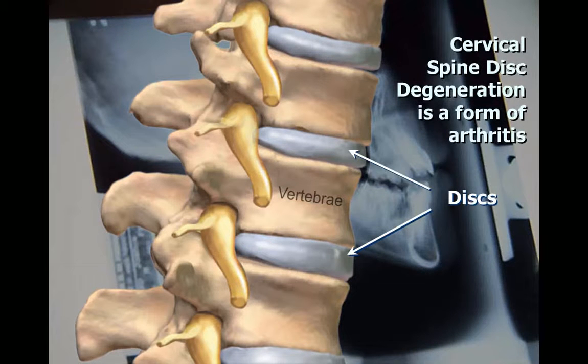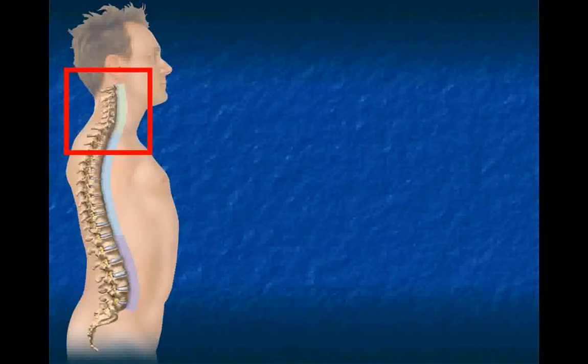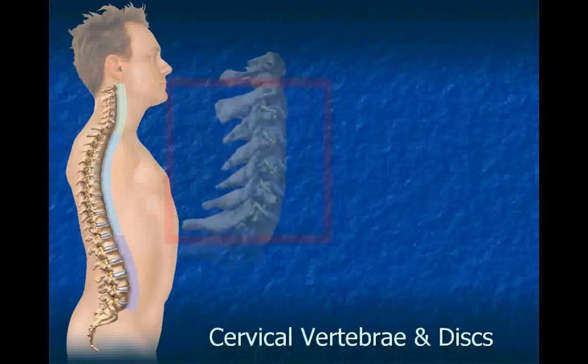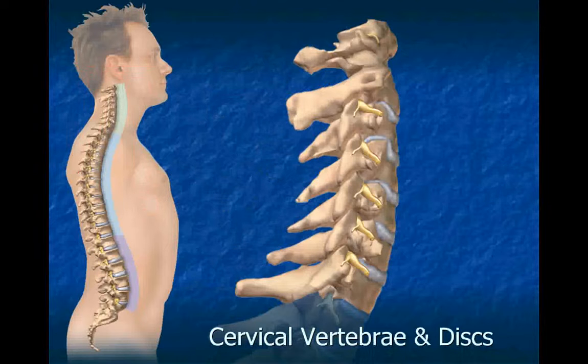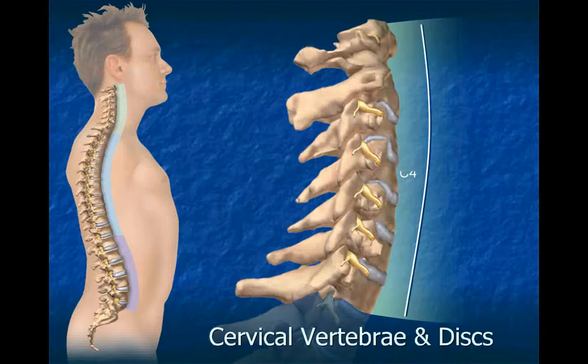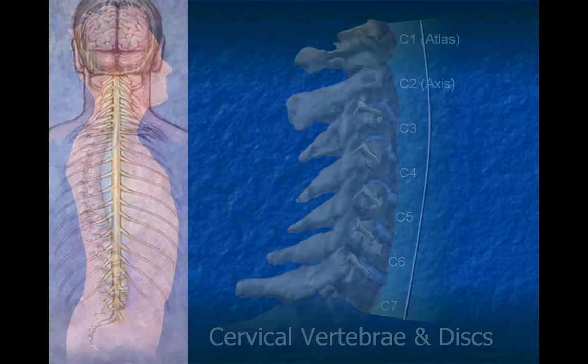Discs are located between each vertebra of the spinal column. The cervical spine is considered to be the first 7 vertebrae at the top of the spinal column. Those vertebrae extend from the base of the skull to the upper back. The vertebrae are individual bones attached to each other by a multitude of small ligaments and spinal facet joints.